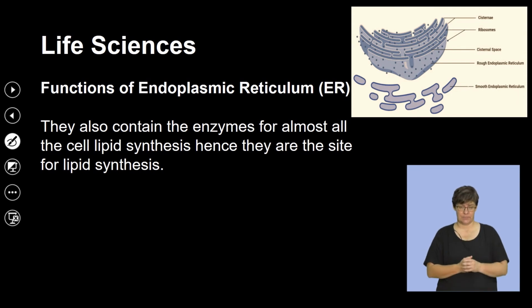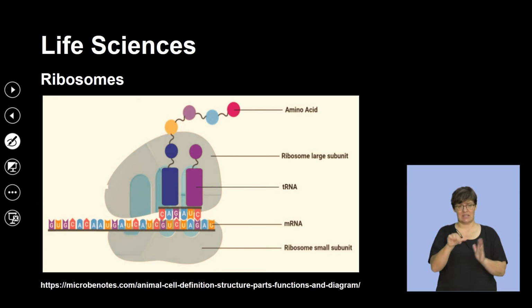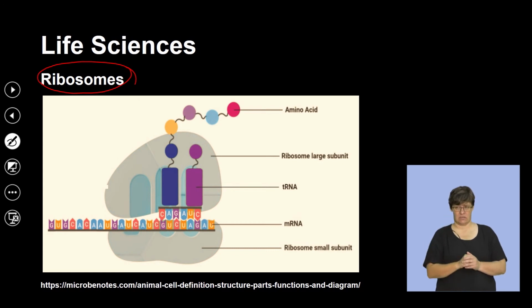So it also contains enzymes that are important in lipid or fat synthesis, and hence we say that they are an important component in the production of fats that are important to the cell. The next important organelle are ribosomes, and the ribosomes are extremely small, significantly smaller than the endoplasmic reticulum.